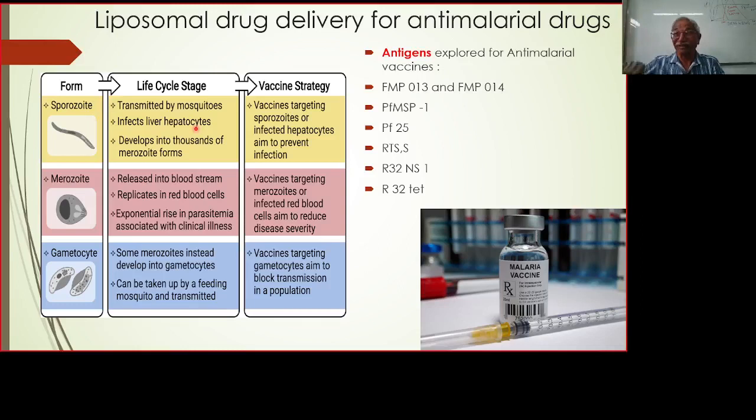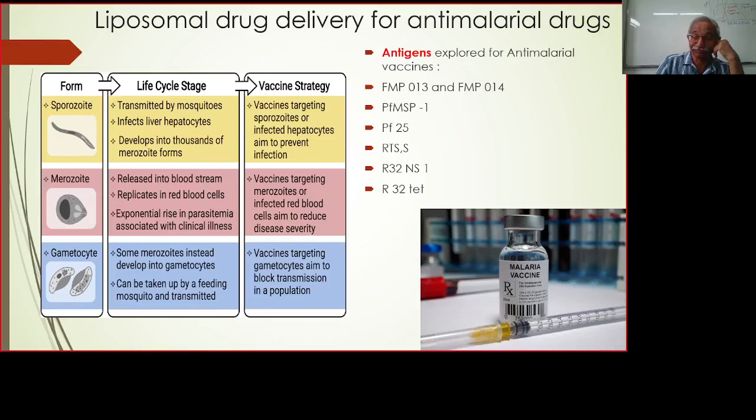So they are using different types of antigens, and vaccine strategies are created to target sporozoites, merozoites, or gametocytes. Vaccines targeting merozoites in infected red blood cells aim to reduce disease severity. Vaccines targeting gametocytes aim to block transmission in a population. And vaccines targeting sporozoites in infected hepatocytes aim to prevent infection. So there are vaccines for different applications. People are trying that, and different types of antigens are being used for antimalarial vaccines, like FMP03 and FMP04. These are the names of different antigens used for them.